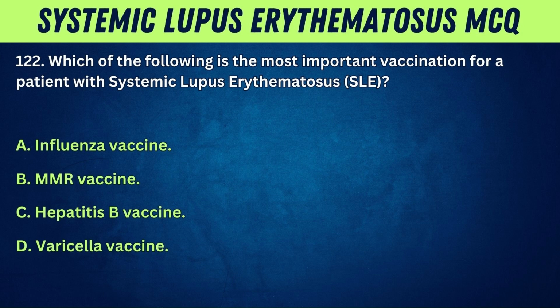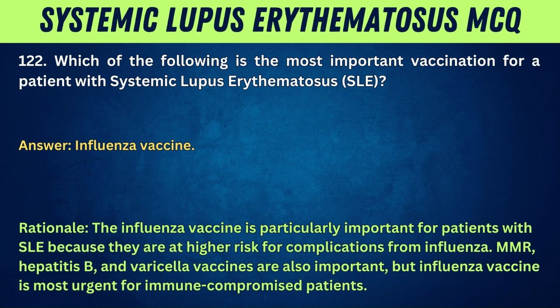122. Which of the following is the most important vaccination for a patient with systemic lupus erythematosus, SLE? A. Influenza vaccine. B. MMR vaccine. C. Hepatitis B vaccine. D. Varicella vaccine. Answer: influenza vaccine. Rationale: the influenza vaccine is particularly important for patients with SLE because they are at higher risk for complications from influenza. MMR, hepatitis B, and varicella vaccines are also important, but influenza vaccine is most urgent for immune-compromised patients.